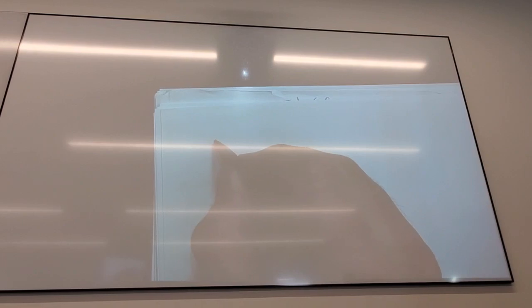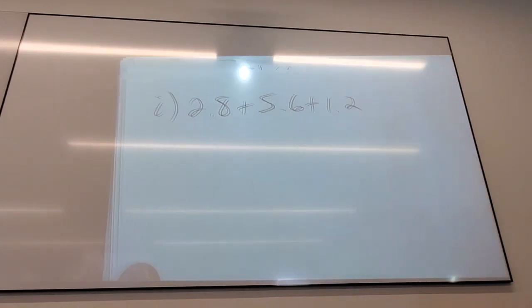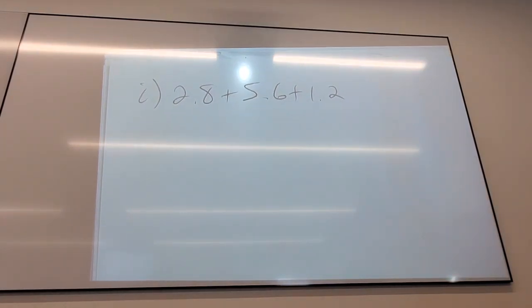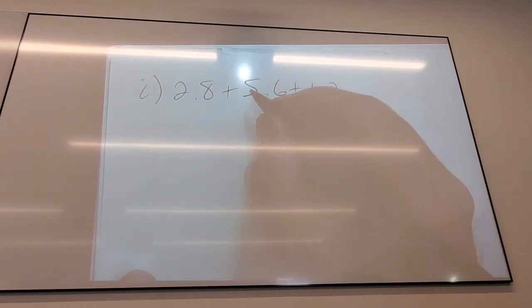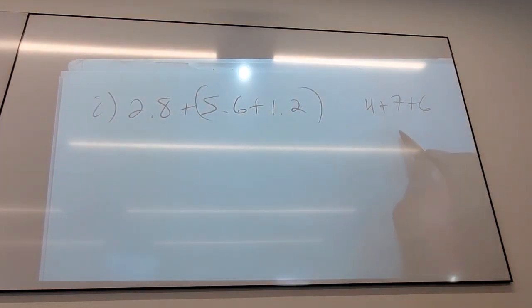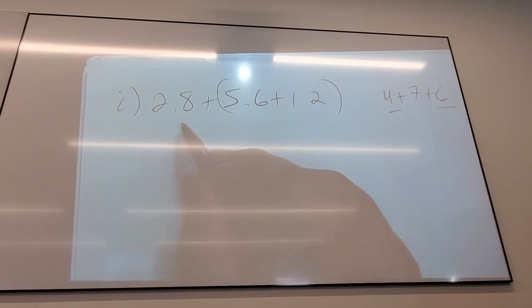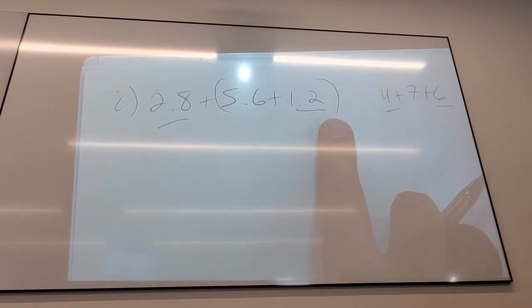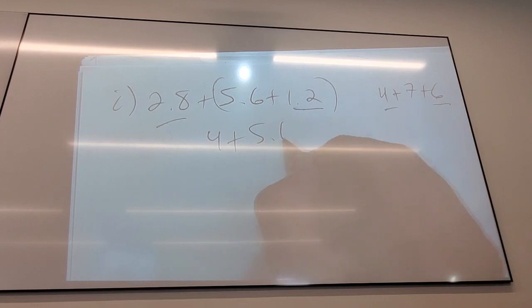Let me ask you this. How would you do this problem here? You had to do this in your head. What idea do you think I'm wanting you to use? So if I said 4 plus 7 plus 6, what would you guys do first? 4 and 6, right? Because they fill each other in. Well, what two numbers fill each other in? 2.8 and 0.2. Yeah. What's 2.8 plus 0.2? That's 3. 3 plus 1 is 4. This is 4 plus 5.6, 9.6.